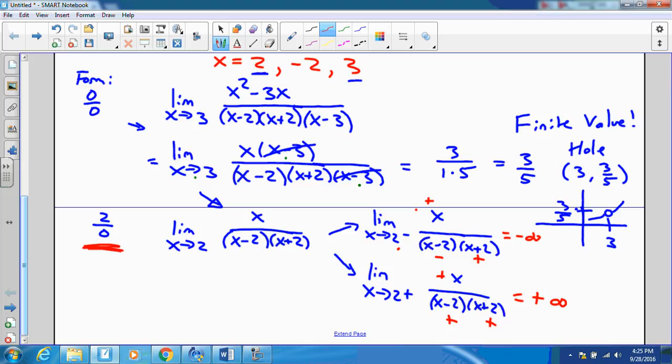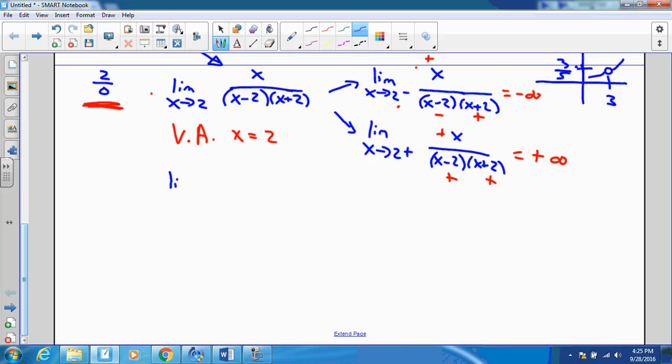Oh, sorry, we needed to draw our conclusion. So in the case of the limit as x goes to 3, we got a finite value, and that led us to conclude that there was a hole right here. In the case of x going to 2, we got positive and negative infinity. We got infinite limits, and so that allows us to conclude that there is a vertical asymptote at x equals 2.